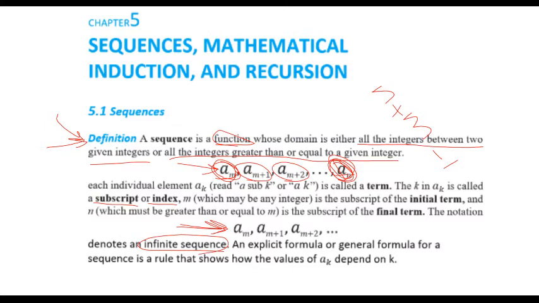Again, this sequence has an infinite number of terms. The first term is a sub m or am. The second one is a sub m plus 1. The third one is a sub m plus 2. And this list goes on and on to infinity.